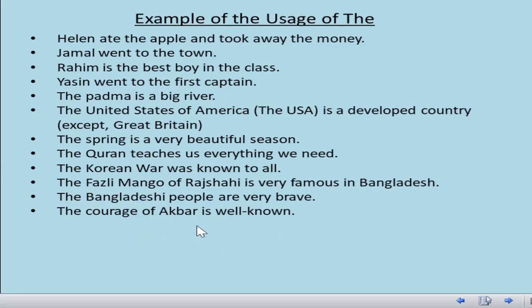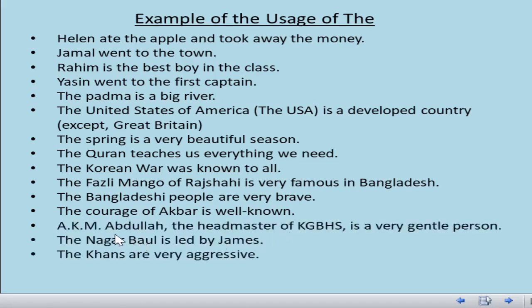The courage of Akbar is well known. Here Akbar is King Akbar, Emperor Akbar of the Mughal Empire. So here, courage of Akbar. Here courage is a virtue of Akbar. That's why before virtue of a person we use the.